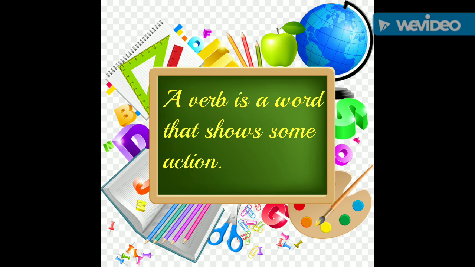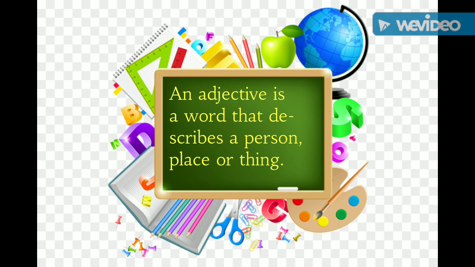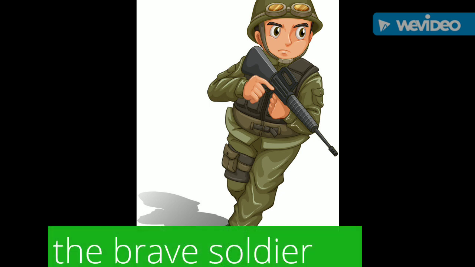A verb is a word that shows some action. For example, he is sleeping. Here, sleeping is showing some action, that's why it will be termed as a verb. An adjective is a word that describes a person, place or thing. For example, the brave soldier. Here, brave is describing a person, so it's an adjective.